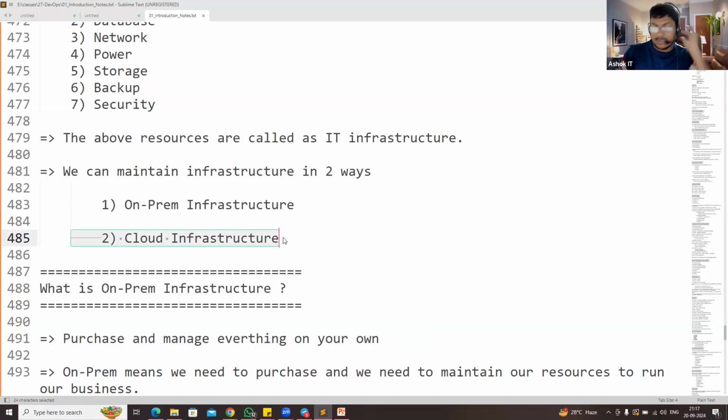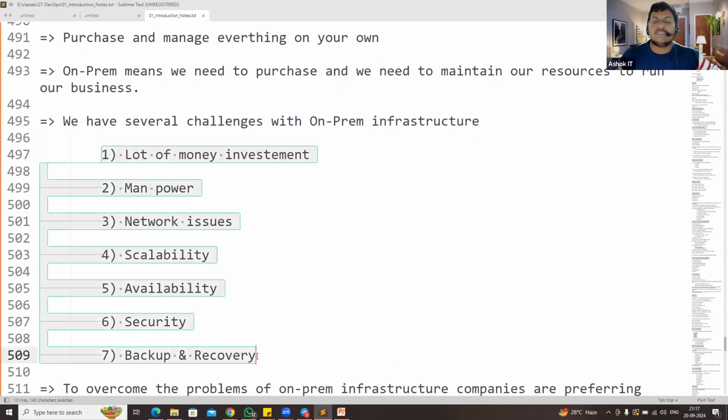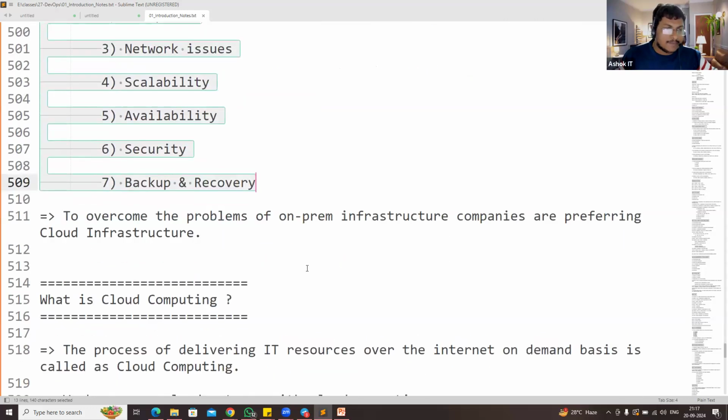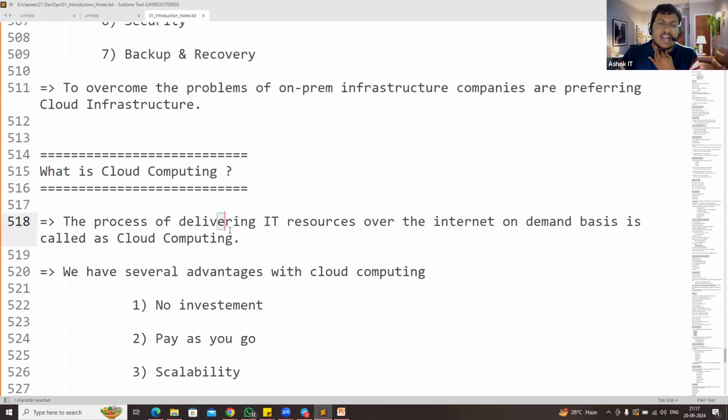On-prem infrastructure means everything we need to manage on our own. So there are some challenges when we are managing the infrastructure. To overcome these challenges, companies are now going with cloud computing. What is the meaning of cloud computing? The process of delivering IT resources over the internet on an on-demand basis is called cloud computing.